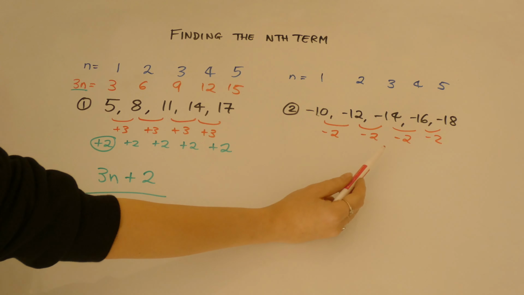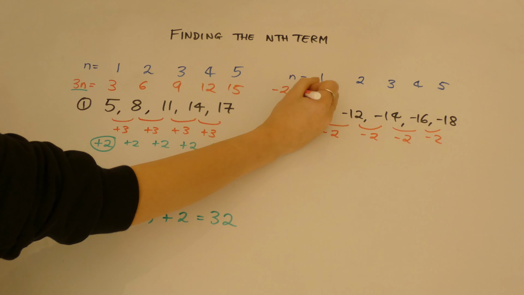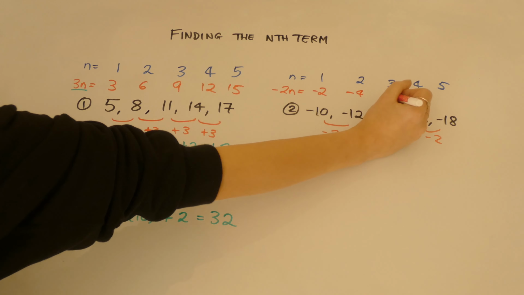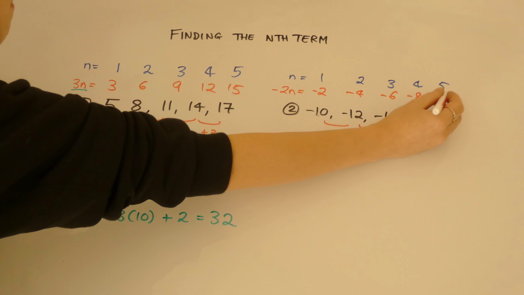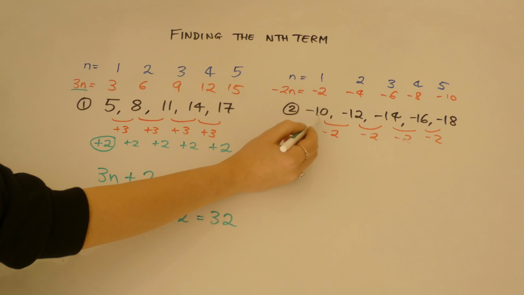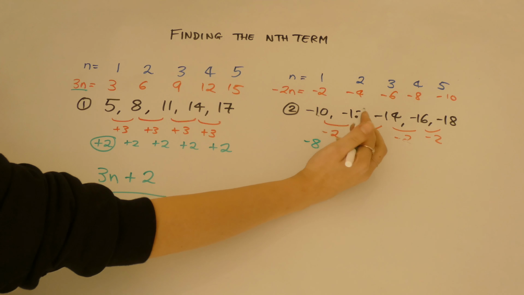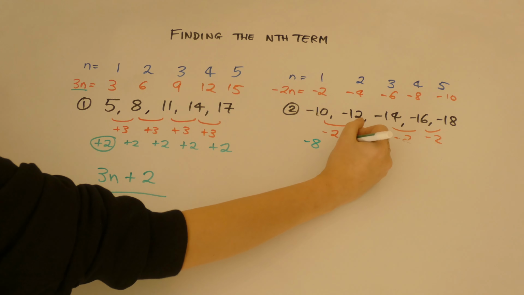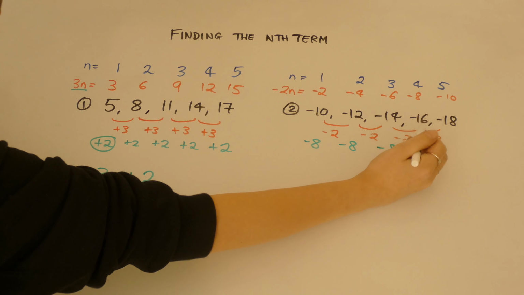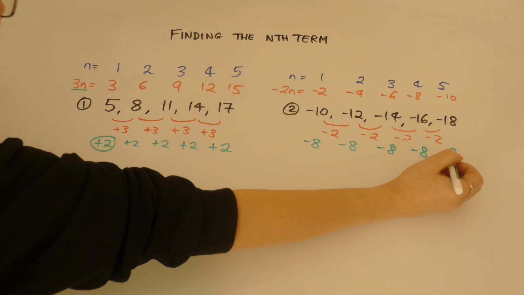Now again, because these are all the same, they're all minus 2, all we have to do is apply this to our n. So we're doing minus 2n. So we're just multiplying this top line by minus 2. So we get minus 2, minus 4, minus 6, minus 8 and minus 10. All we now need to do is work out how do we get from minus 2n to our term. So here we're going from minus 2 to minus 10, so we've had to subtract 8. Here we're going from minus 4 to minus 12, so we're subtracting 8 again. Minus 6 to minus 14, we're subtracting 8. Minus 8 to minus 16, we're subtracting 8. And minus 10 to minus 18, we're subtracting 8.